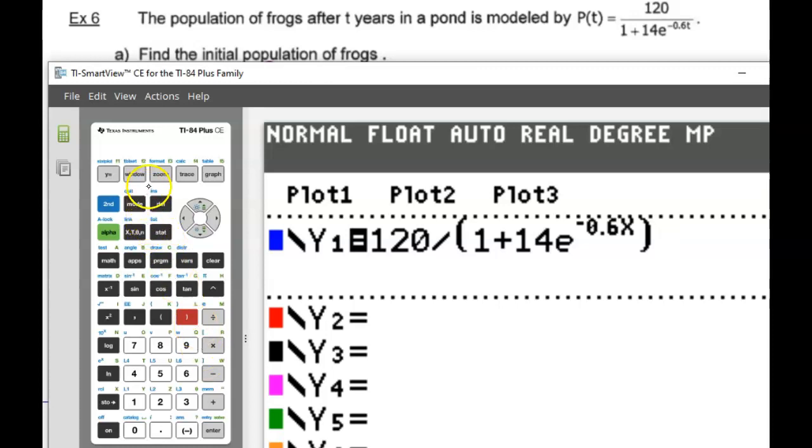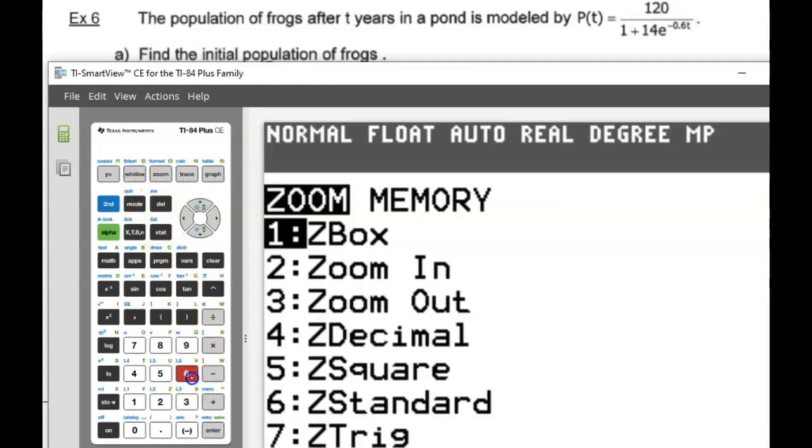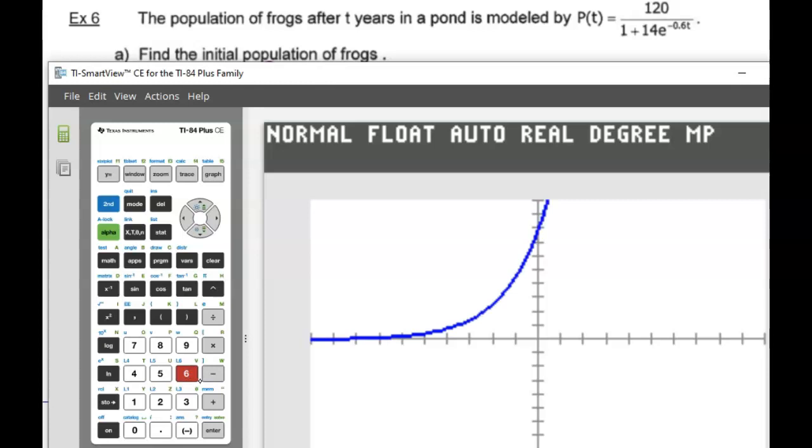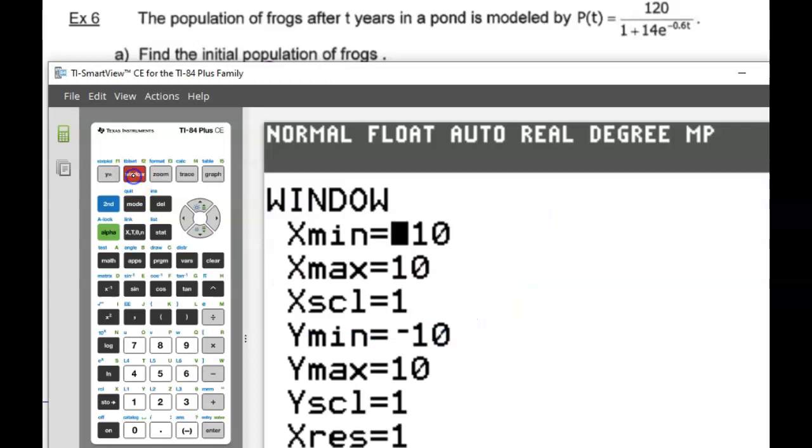Now, we do need to set a window. If we did a zoom 6, it just goes off the top. We're talking about number of frogs and time here. So can time be negative? Nope. And I don't know how long it's going to take. I'm going to go out to 20. So I'm going to go 0 to 10 and 0 to 20 here.